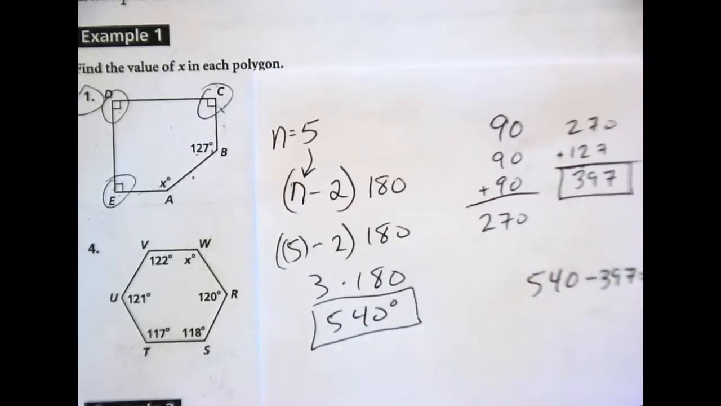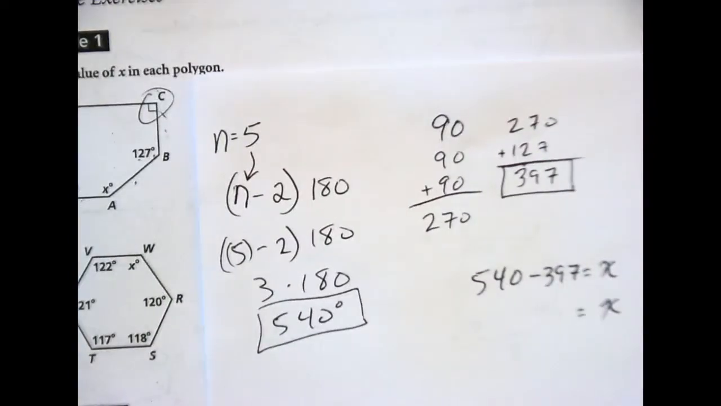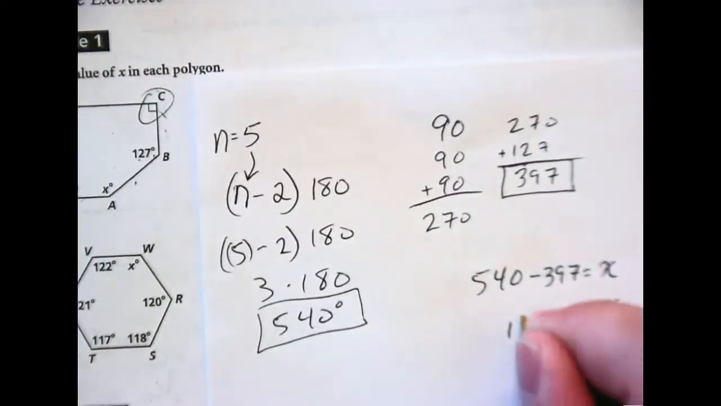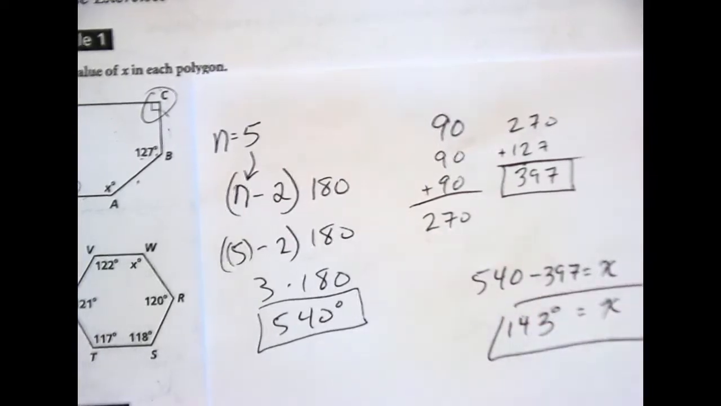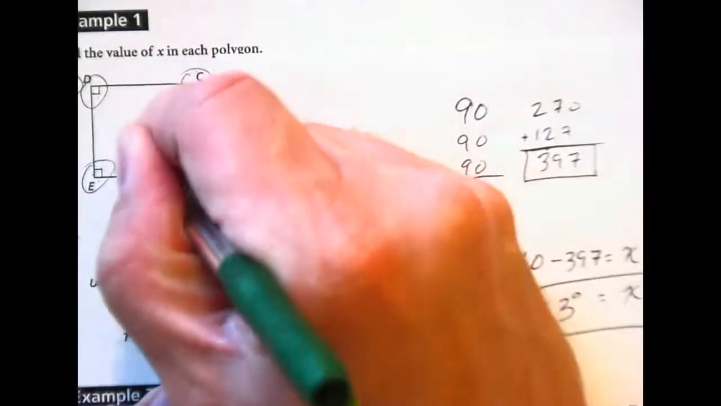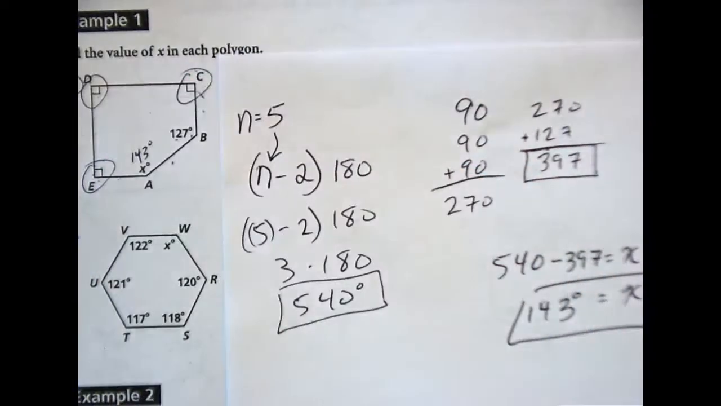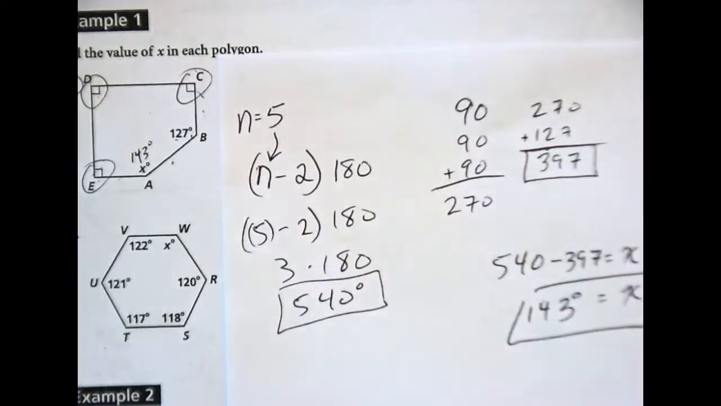What's x? Good. 143? Yeah? All right, good job. 143. So x equals 143 degrees. Done. Hey, it's really important you know how to use your formula, n minus 2 times 180. We practice there. Any questions on it?